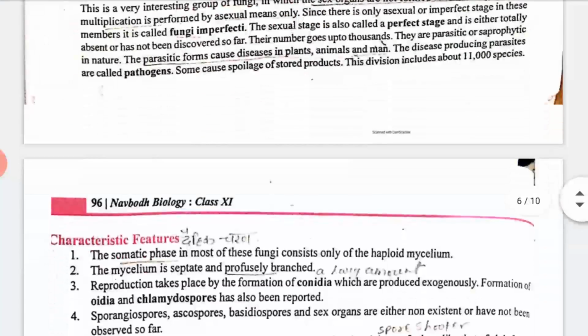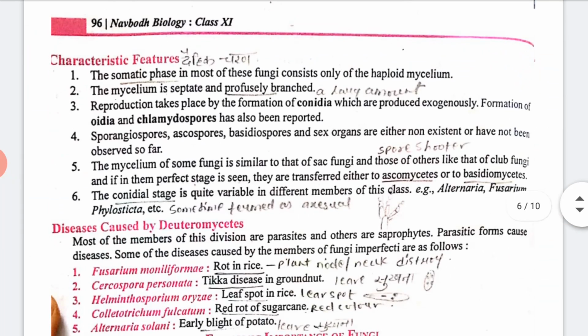Now, if we talk about the characteristic features, in the somatic phase most of these fungi consist only of haploid mycelium. The mycelium is septate and profusely branched. Profusely branched means in a large amount. The mycelium of some fungi is similar to the sac fungi, and that of others is like the club fungi. Clear?